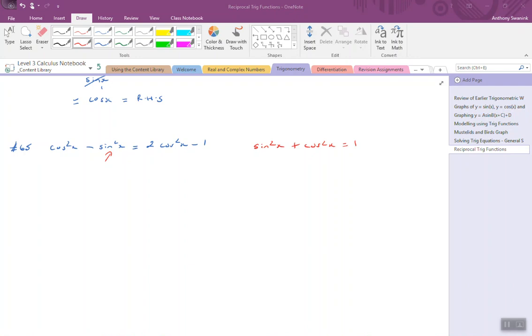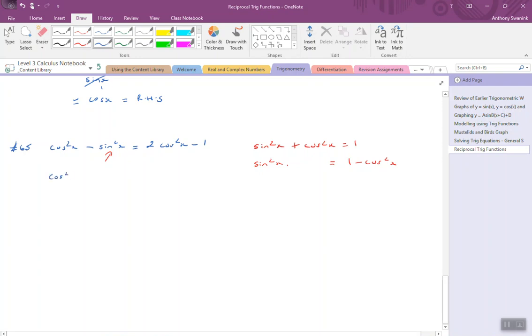And why would I do that? Because if I replace sine squared x, which would equal 1 minus cos squared x, I can see that on the right-hand side I've only got cosine. I've got a cos squared x and a 1. So that looks like it's a way I can take the left-hand side and end up with the right-hand side. So let's see if that actually works out.